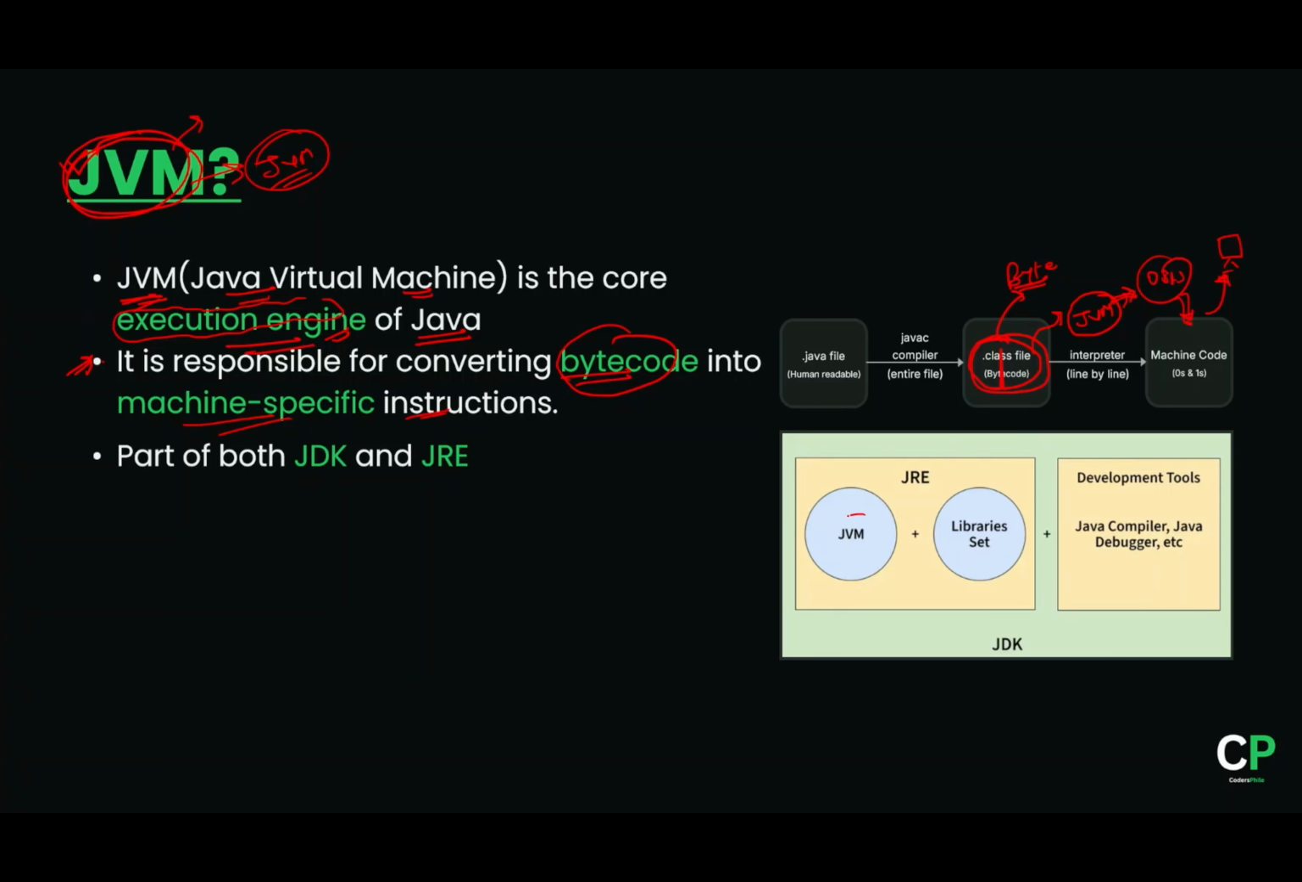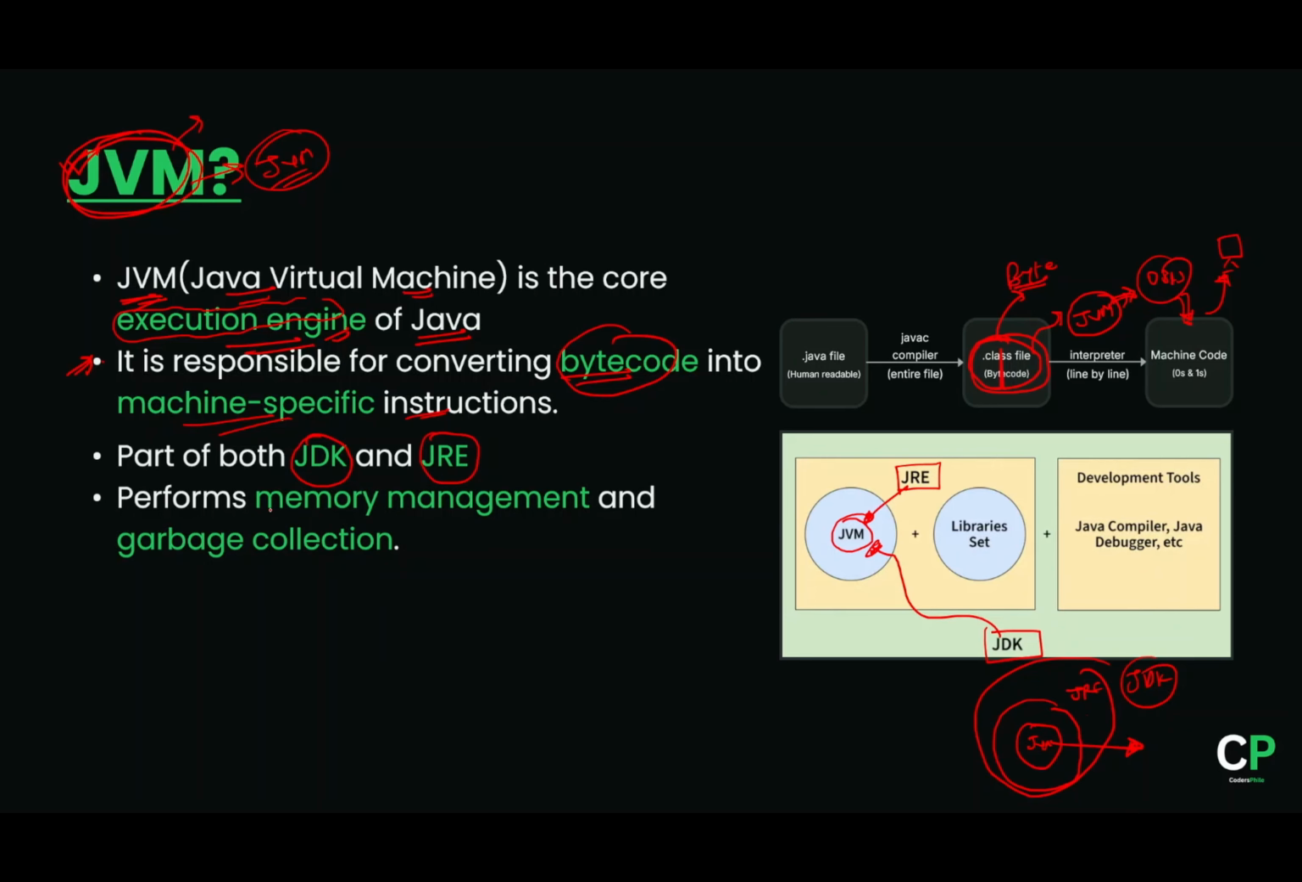Here you can see that this is JVM. As you can see, the JVM is part of both JRE and JDK. Basically the JVM is here, then it is a subset of JRE, and then JDK. So we can say that the JVM is a subset of the JRE as well as the JDK. As you can see from here, JVM is a part of both JRE as well as JDK.